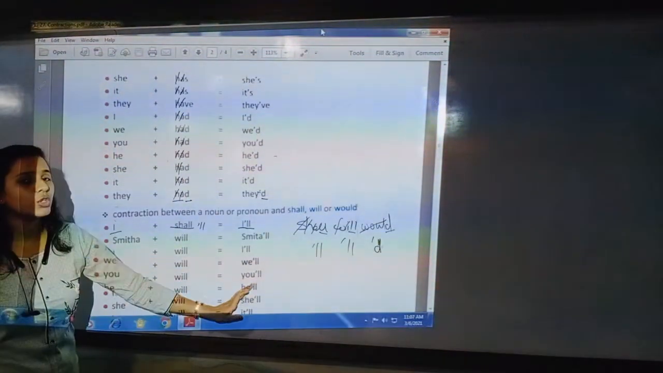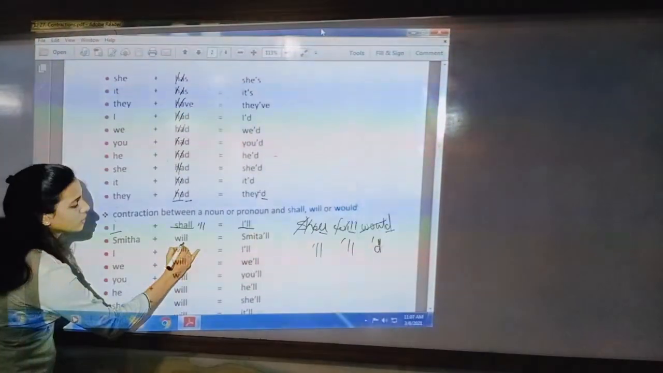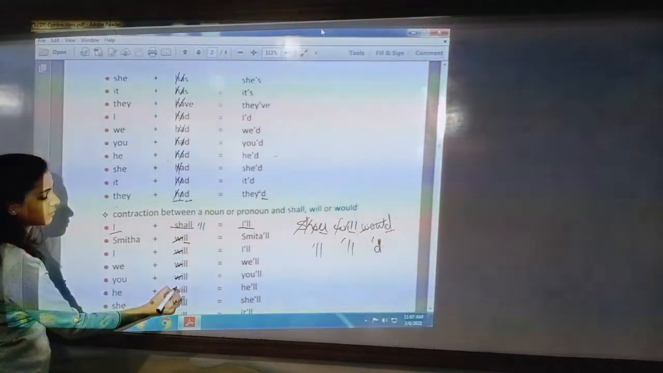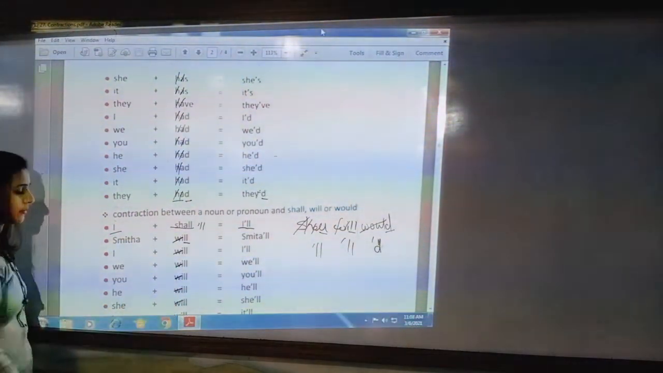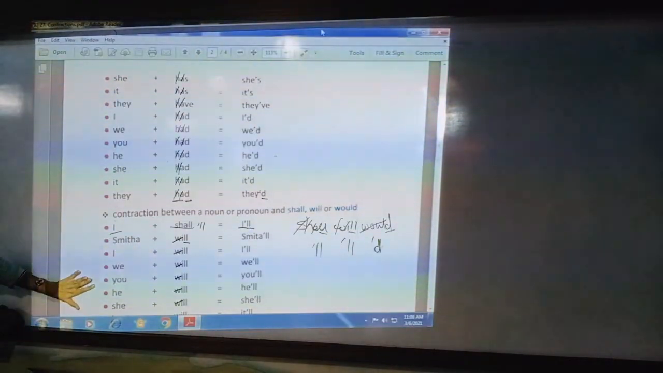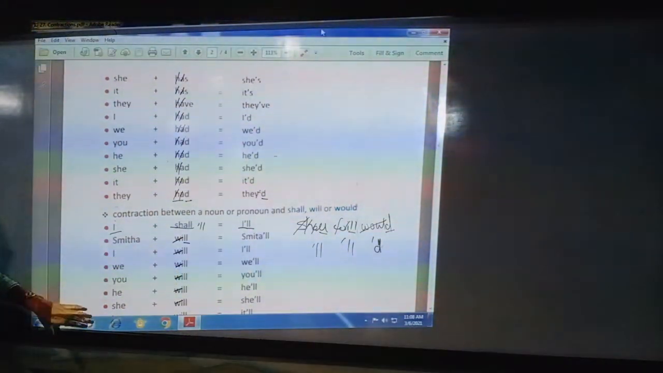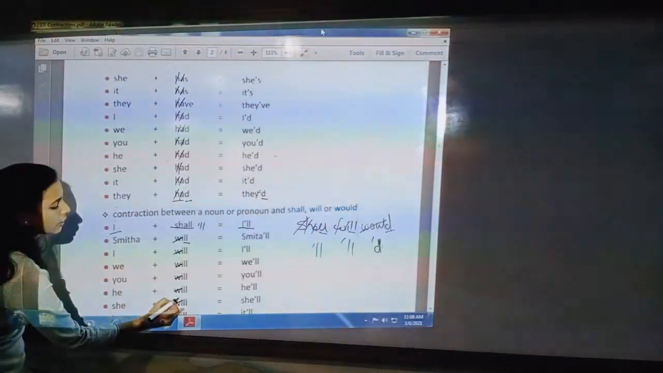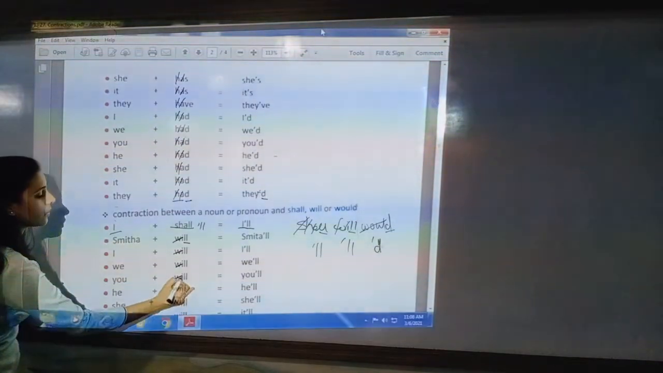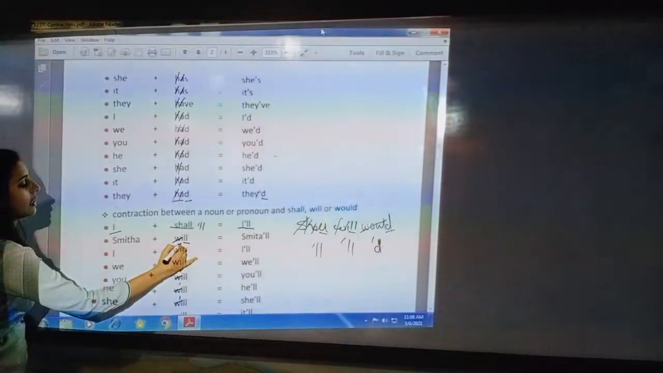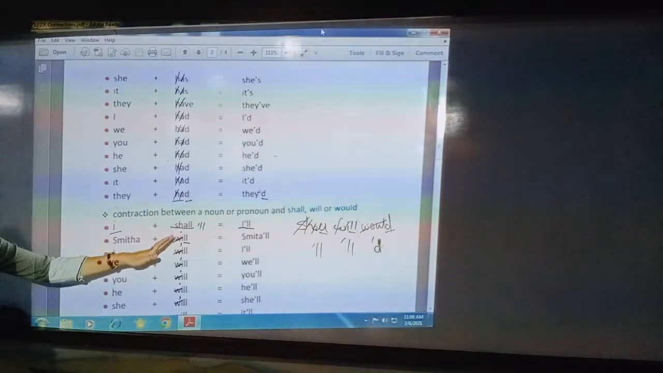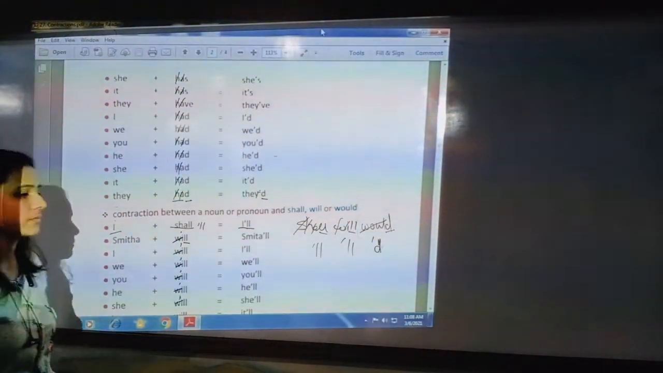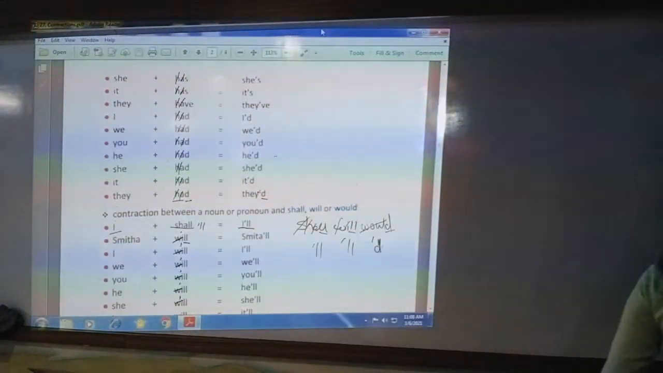You will, you'll. Only the last two letters will be kept. Rest of the letters from the second word will be eliminated. He will, he'll. She will, she'll. So where you have eliminated the letters, we will put an apostrophe there and the last double L. Last two letters will be written the same. Let's see the next one.